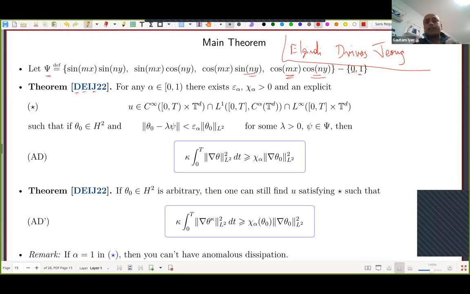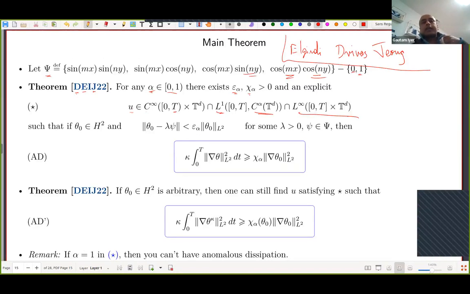So my first theorem is that you give me any alpha between 0 and 1, I can find you an epsilon alpha and a chi alpha strictly bigger than 0, and an explicit velocity field u, which is the following. My velocity field u is smooth before the time capital T. It's integrable in time with values in C alpha. That was the alpha I chose over here. That's the Holder exponent. And it's bounded.